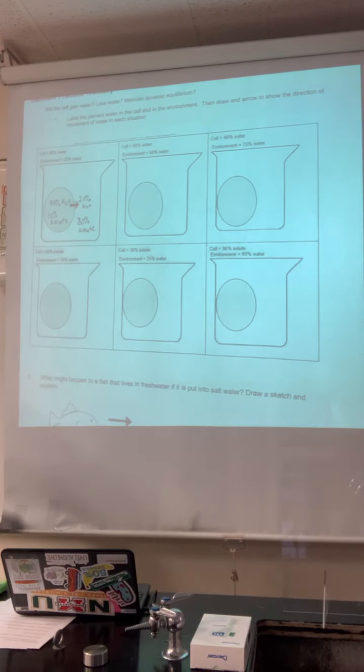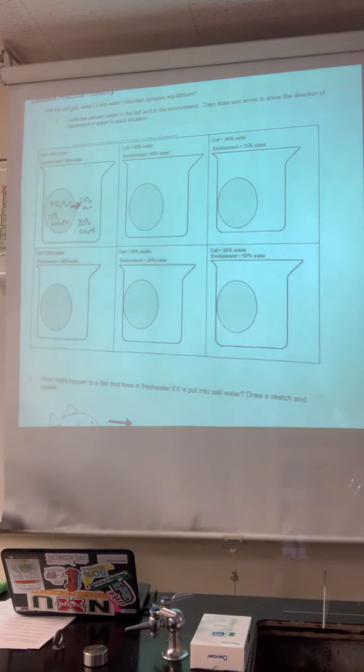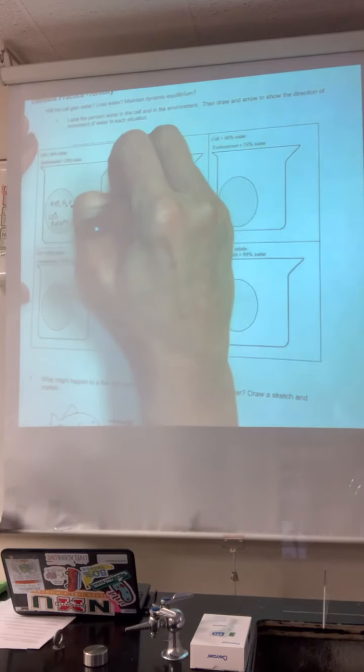Did you guys make a digital arrow? Did you? No, I didn't know. Oh, I did a digital arrow. Yay, digital arrows. Okay, let's try the next one. You get the idea. The cell is 50% water.